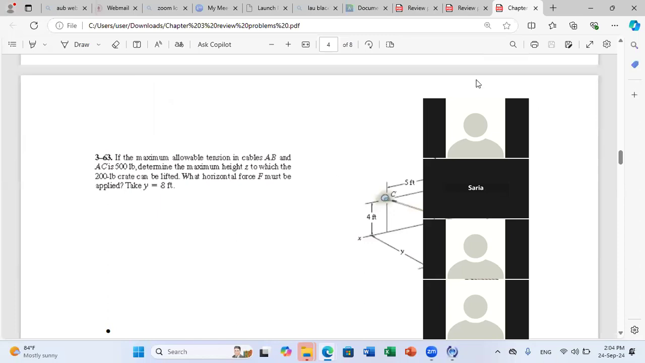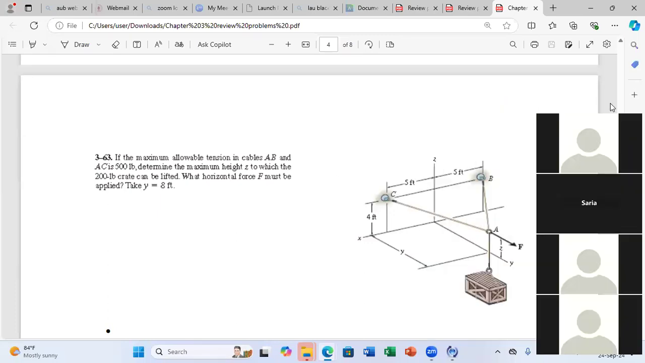Okay. Yeah. Let us solve it together. If the maximum allowable tension in cables AB and AC is 500 lb, determine the maximum height Z to which the 200 lb crate can be lifted and what horizontal force F must be applied.